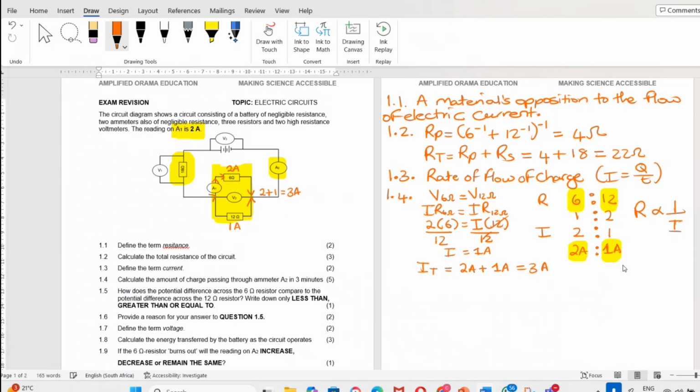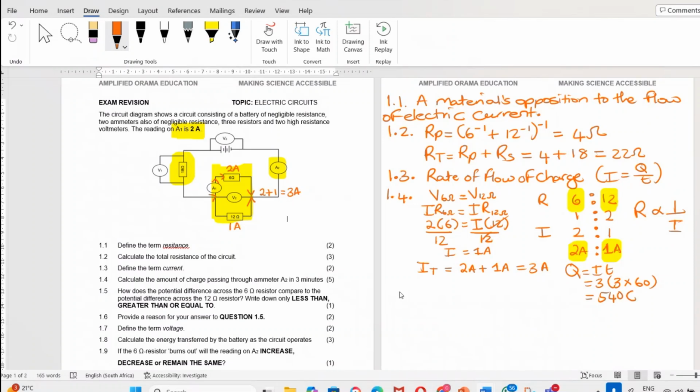But the question is asking for the amount of charge that passes there in 3 minutes. So we are going to say Q equals IT. We already have the current, which is 3. And then we have 3 minutes, which needs to be converted to seconds by multiplying by 60. And so we have 180, multiplied by 3, and you get 540 coulombs.